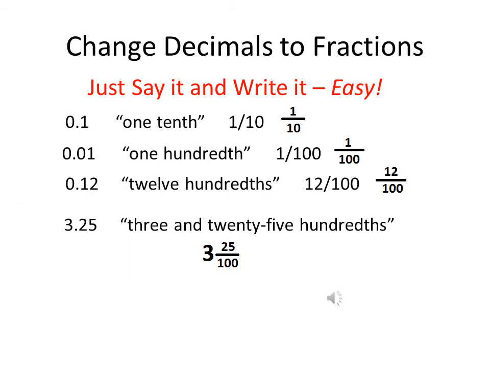I think that changing decimals to fractions is the easiest of all. Just say the decimal and write what you hear. For example, 0 and 1/10 is written as 1/10. 0 and 1/100th is written as 1/100th. 0 and 12/100ths is written as 12/100ths. 3 and 25/100ths is written as 3 and 25/100ths.